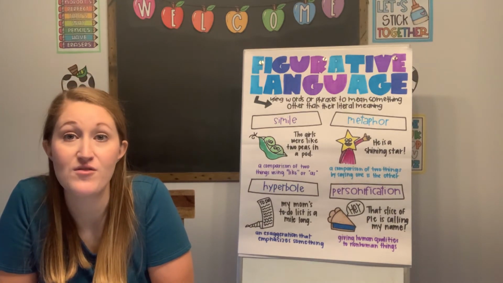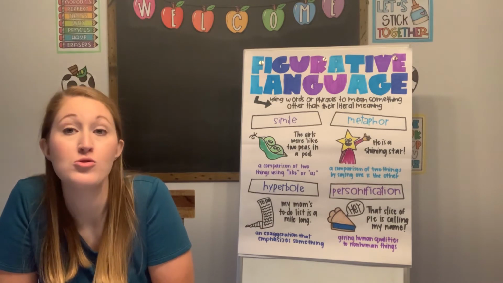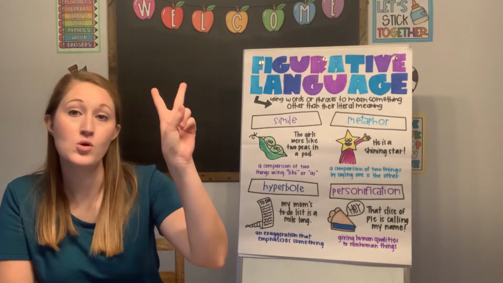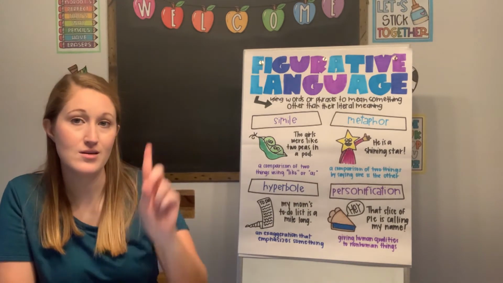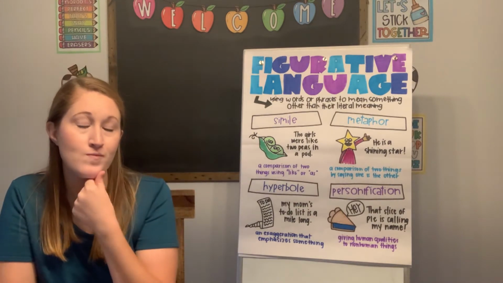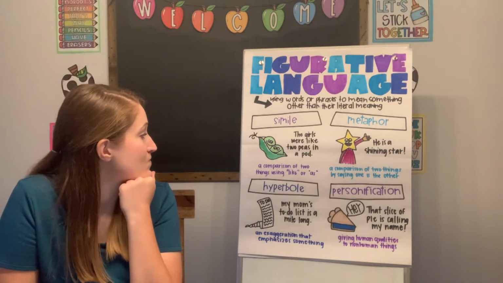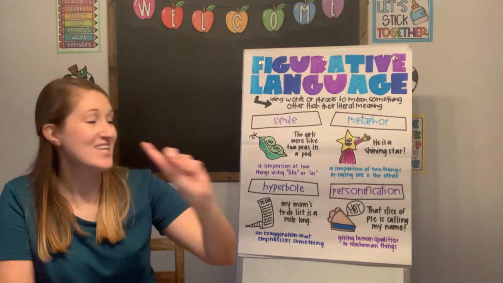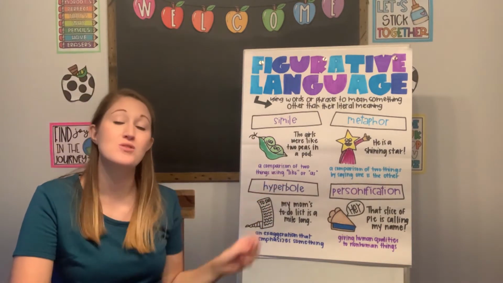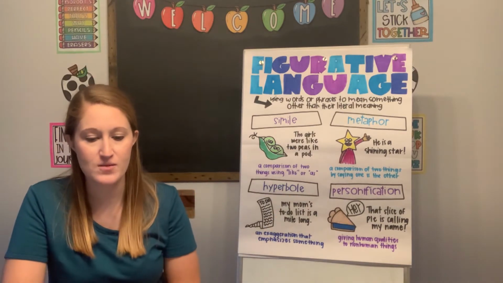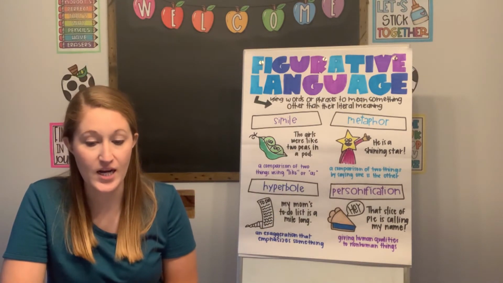George swims like a fish. One or two? What do you think? Simile, metaphor. Very good. One, it's a simile. We're comparing using that word like, right? Like a fish. Very good. All right, next up.